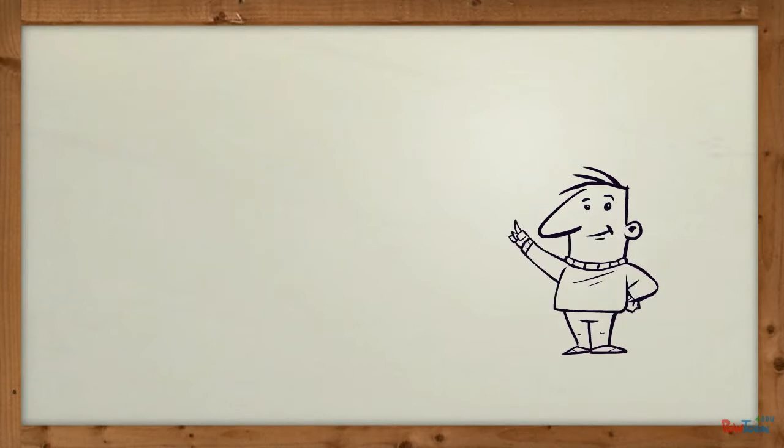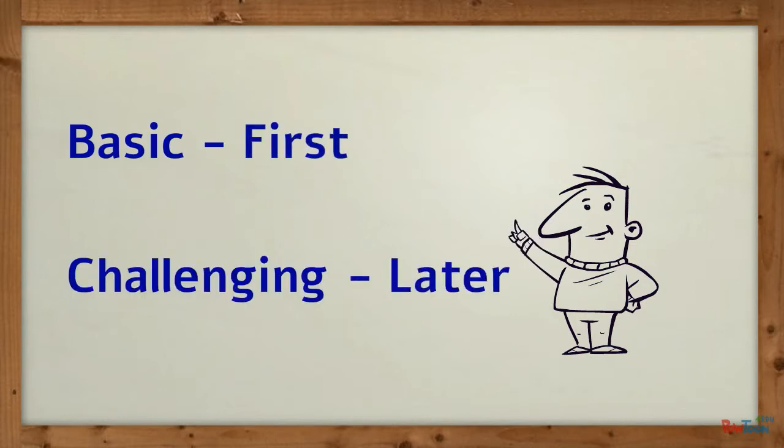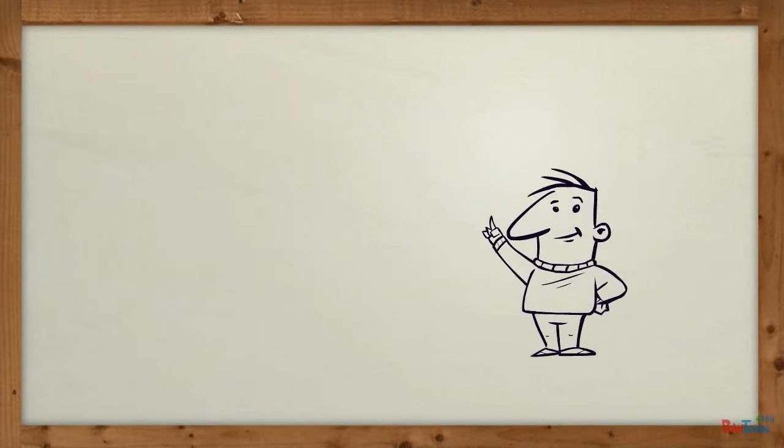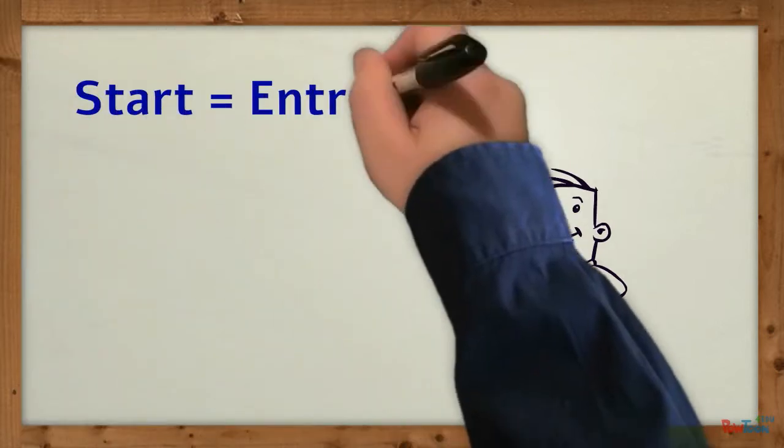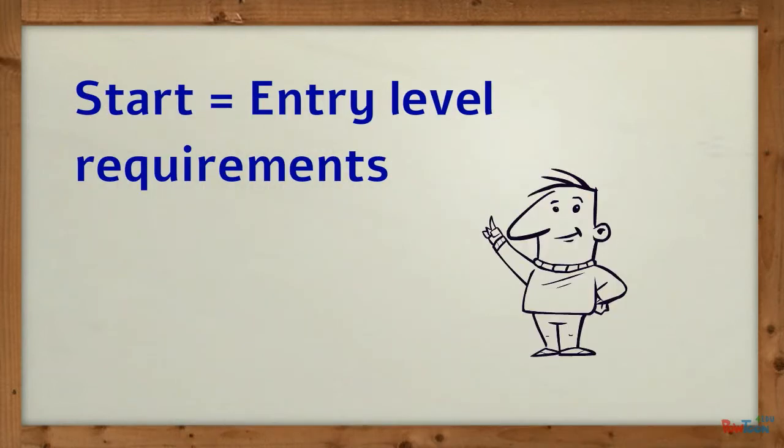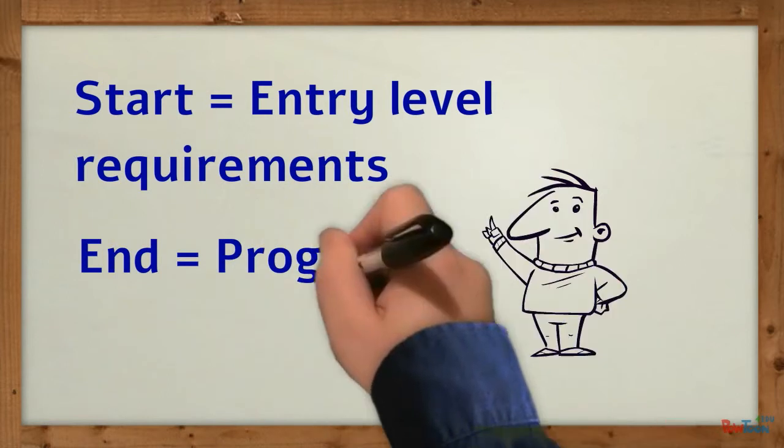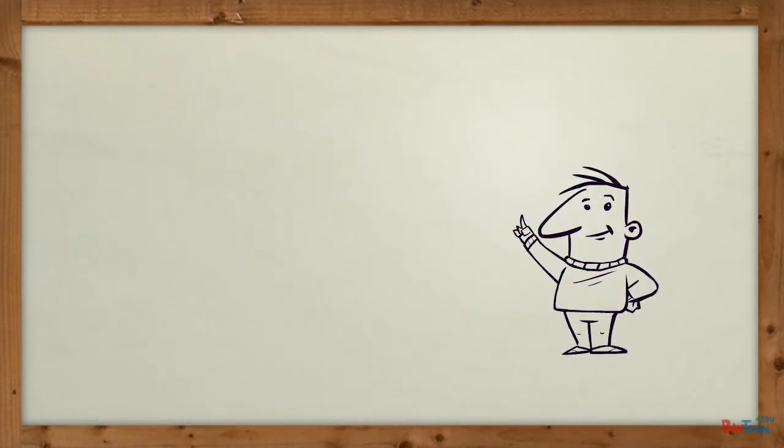One common approach is to put the most basic or simpler principles earlier in the sequence, and the more complicated and challenging principles later in the sequence. The start of your sequence will determine what the entry-level requirements for learners to begin your program will be. The end of your sequence should end with the purpose of the program being achieved.